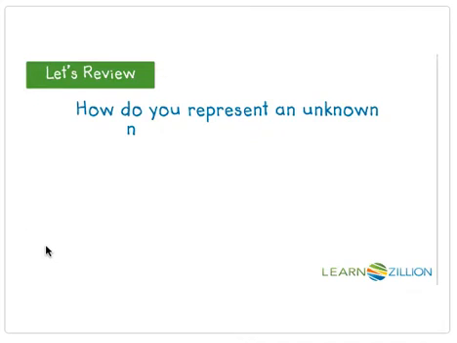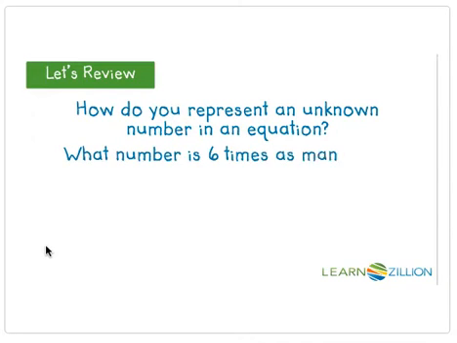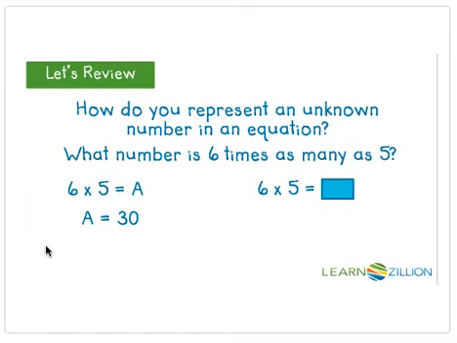Okay, let's review. How do you represent an unknown number in an equation? We learned how to do this in 2 different ways. So let's look at the problem. What number is 6 times as many as 5? I can use a letter. 6 times 5 equals A, and A equals 30. Or I can use a symbol. 6 times 5 equals the rectangle. And then I know that the rectangle would equal 30.